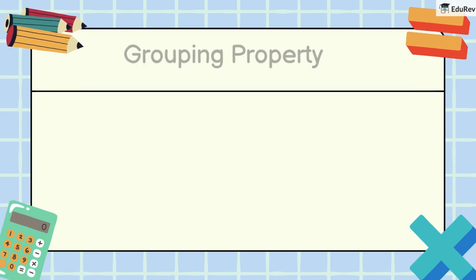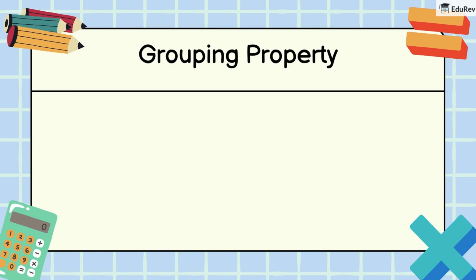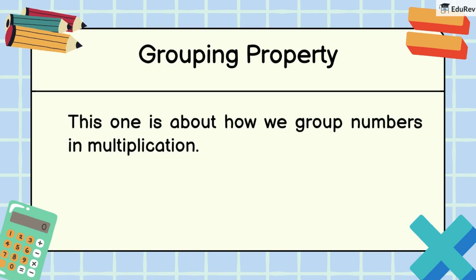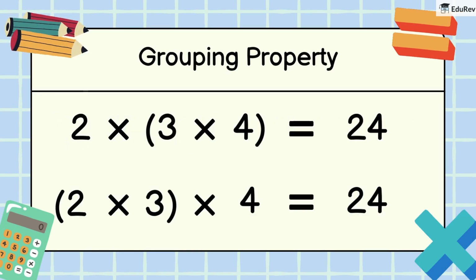2. Grouping property. This one is about how we group numbers in multiplication. For instance, if you have 2 times 3 times 4, it's the same whether you group it as 2 times 3 first, or 3 times 4 first. You can group the numbers however you like, and the end result will still be the same, which is 24 in this case.